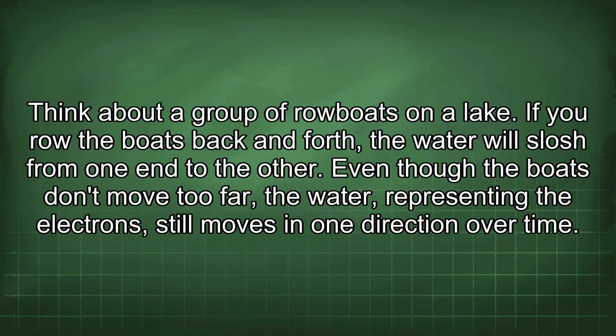Think about a group of rowboats on a lake. If you row the boats back and forth, the water will slosh from one end to the other. Even though the boats don't move too far, the water, representing the electrons, still moves in one direction over time.